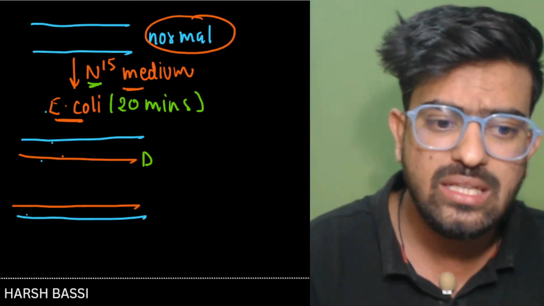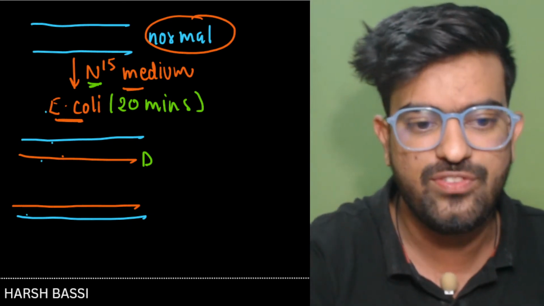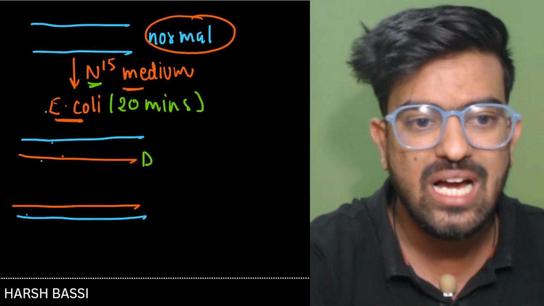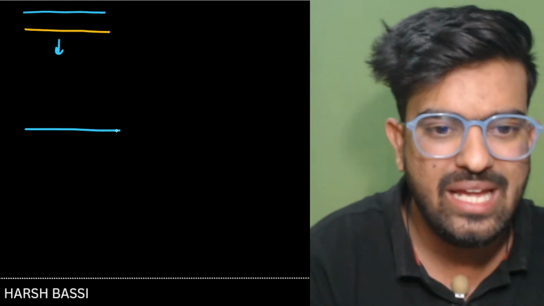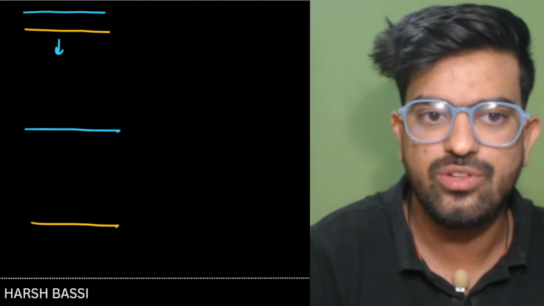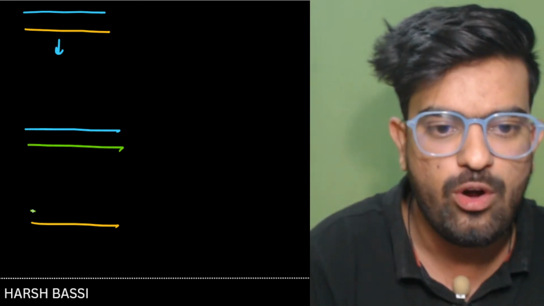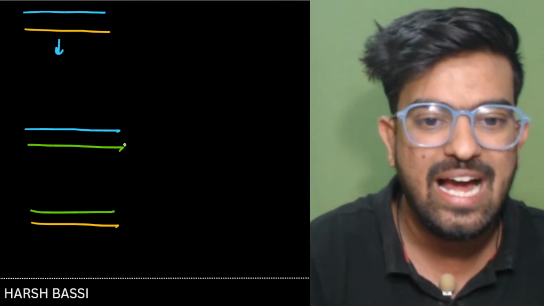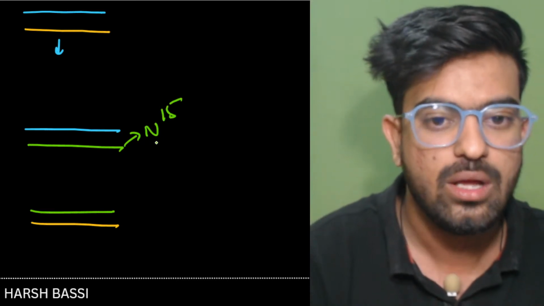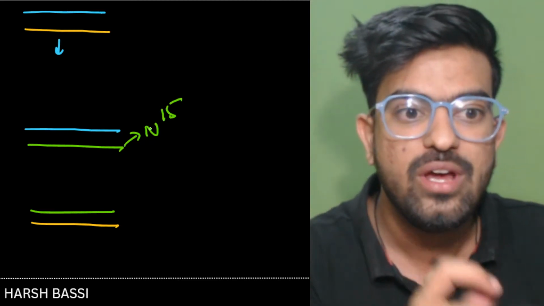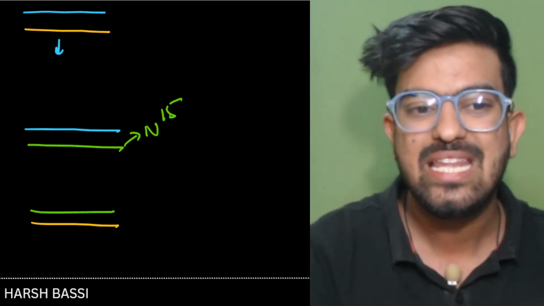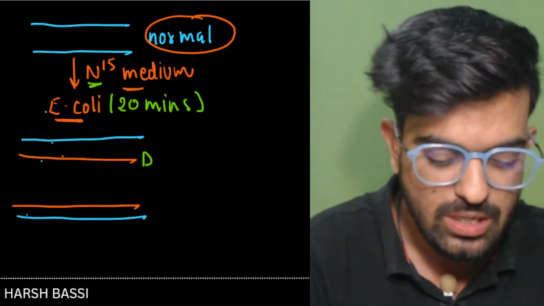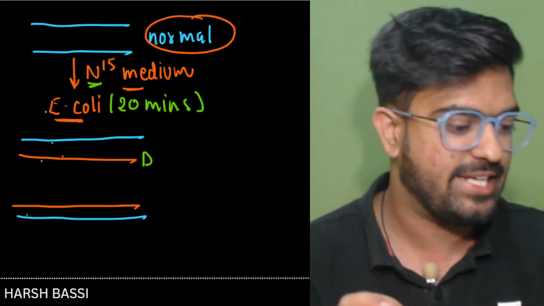In the similar manner, they again gave some time, and after another 20 minutes they again checked what was happening. This was the DNA. The strands got separated, and again the new strand was formed, and it again had N15 nitrogen. So this was the proof that DNA replicates through the semi-conservative nature. Yes or no?